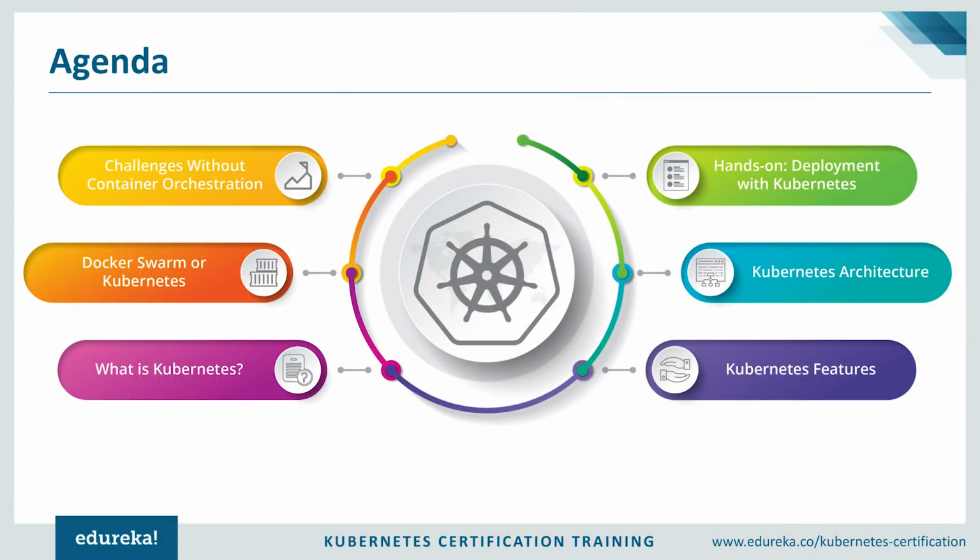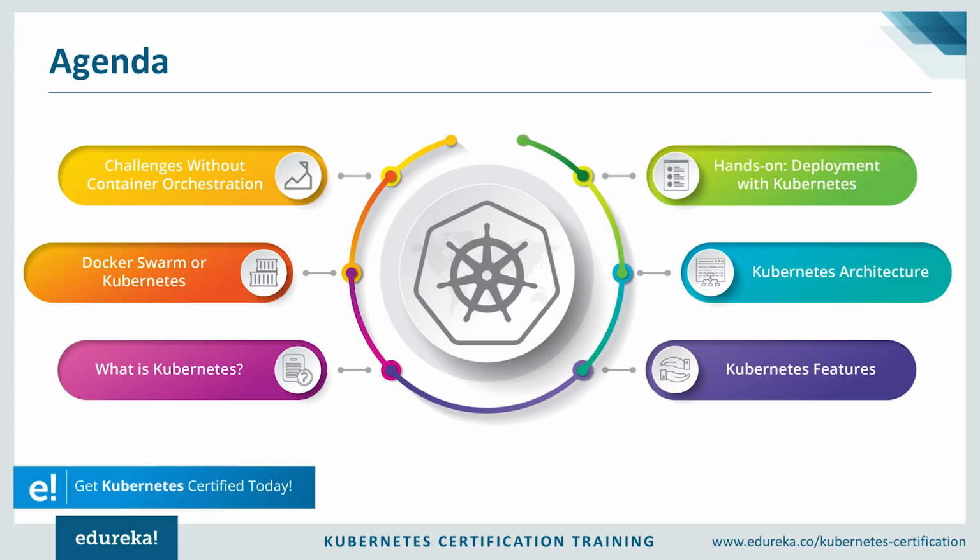We'll start today's session by understanding the challenges without container orchestration. Then I'll tell you why we actually needed container orchestration. After that, I'll tell you the differences between Docker Swarm and Kubernetes, and then introduce what is Kubernetes. Once you understand what Kubernetes is, I'll tell you the features of Kubernetes and then mainly focus on the architecture of Kubernetes, in which we'll talk about various components like the master node, worker node, and many others. Finally, I'll end this session with a hands-on part where I'll be deploying WordPress and MySQL applications with persistent volumes using Minikube on Ubuntu.